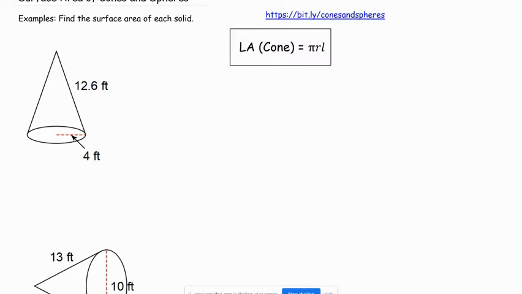We just needed to know how to find the areas of rectangles and triangles and pentagons and hexagons. It all came down to triangles and rectangles and circles, which we already know how to find the area of. But for cones and spheres, we do need to use some special formulas. To find the lateral area for a cone, we're going to use this formula.